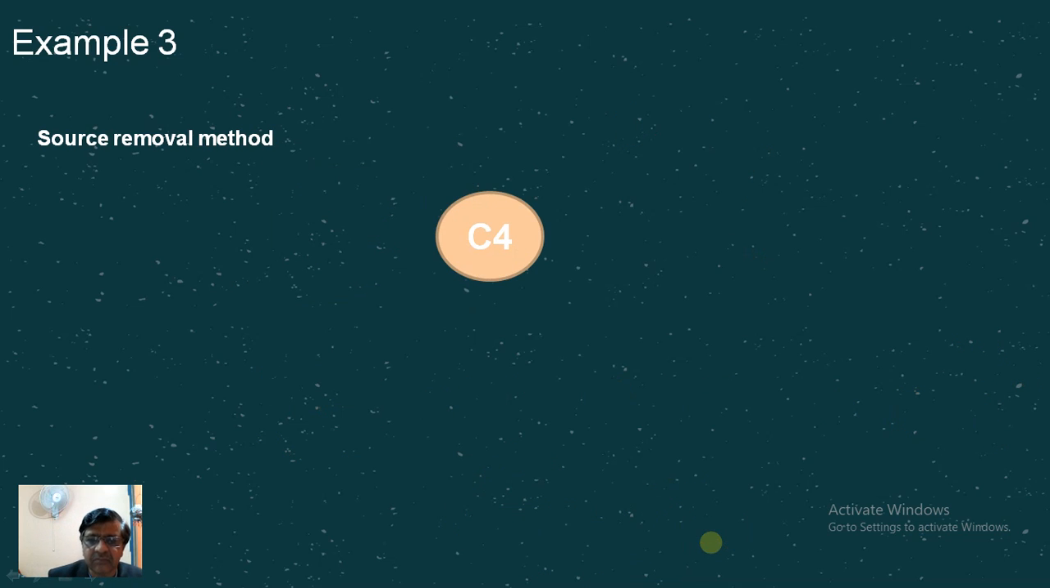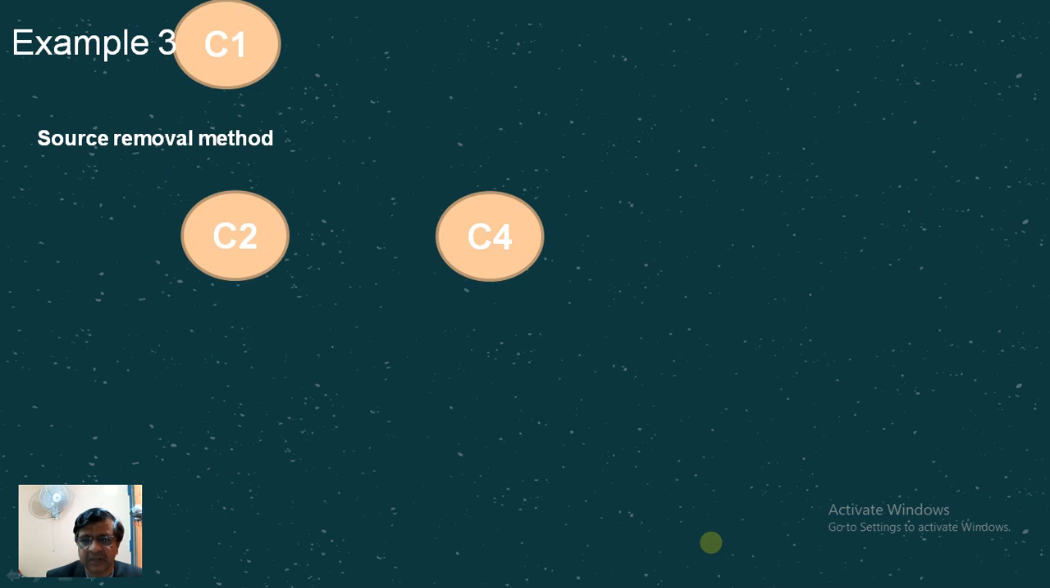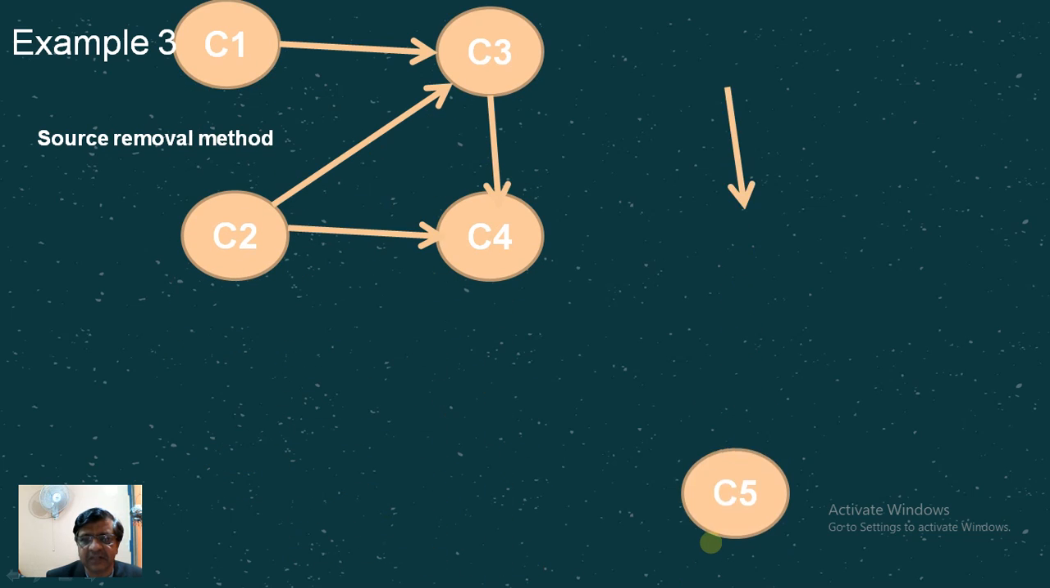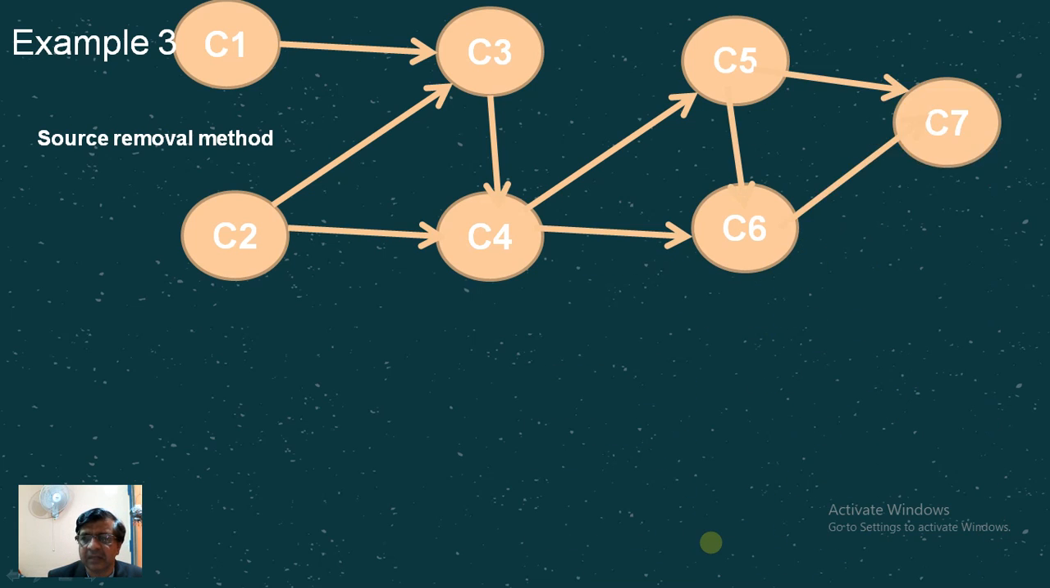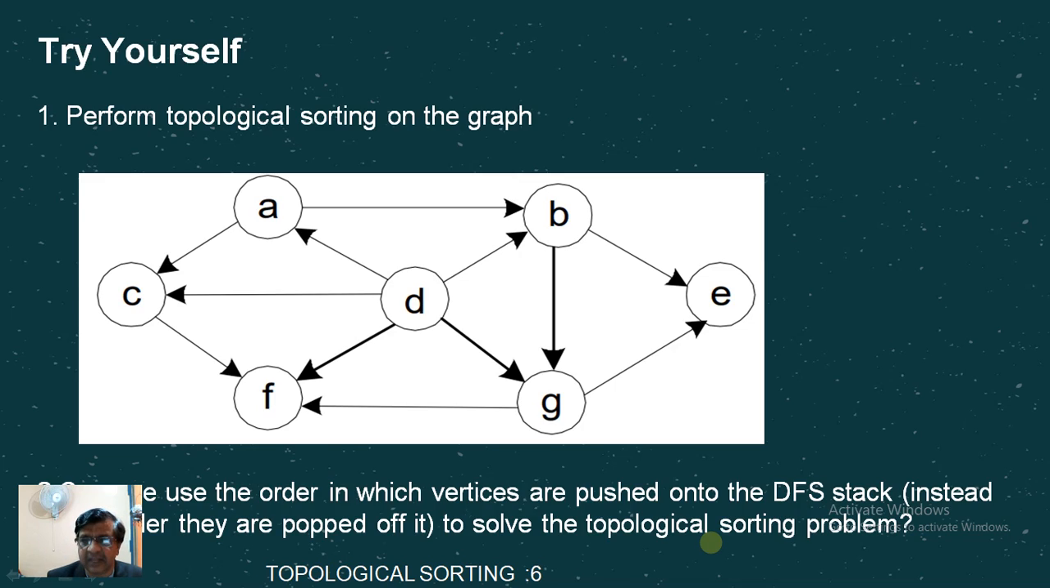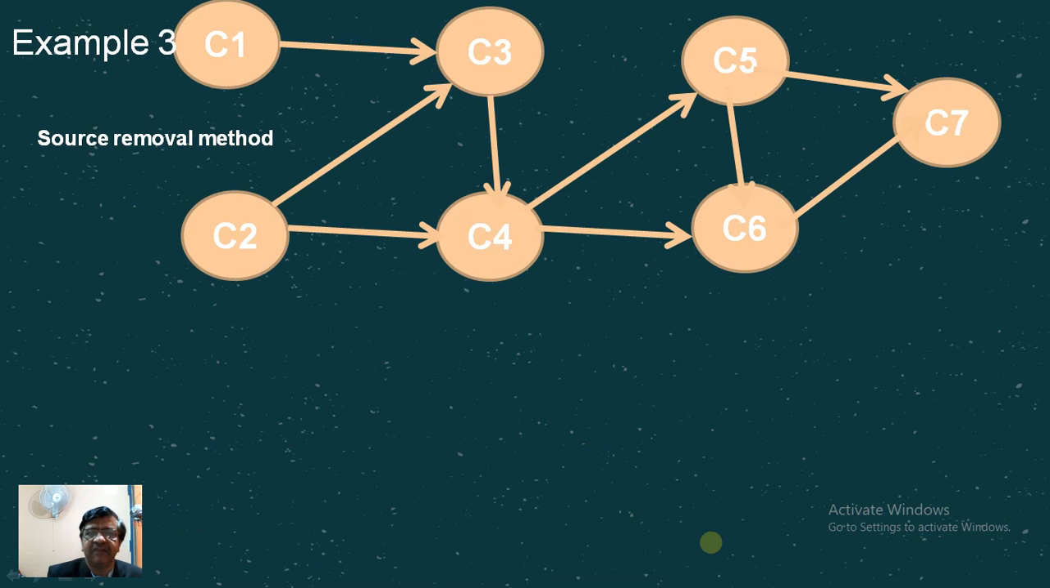Now, the source removal method. For the same graph we will do that. This is a very simple method. If the graph is very big, I think this method comes very easily. Here the sources are removed. A source is a vertex from which there are only outgoing edges. If there is even a single incoming edge, it cannot become a source.